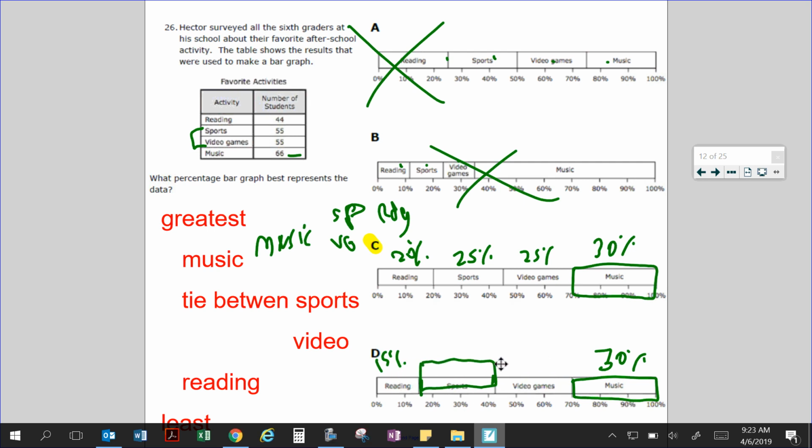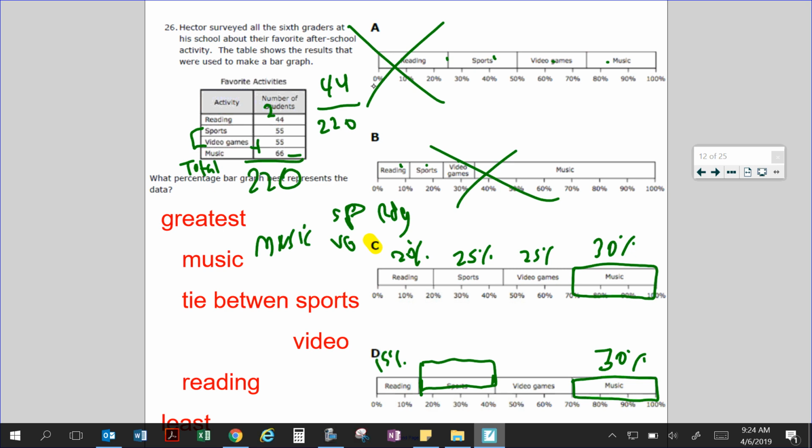Well, let's use some mathematics now. So it could be C or D. Let's look at reading. How many people chose reading? 44. What is the total number of people that were asked? If you add this up, 4 plus 5 plus 5 plus 6, that's 20, carry the 2. So 5 is 10. 6 and 4 is 20, plus 2 is 220. So 44 people out of 220 chose reading.